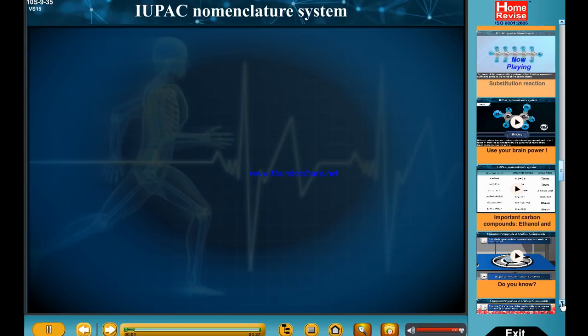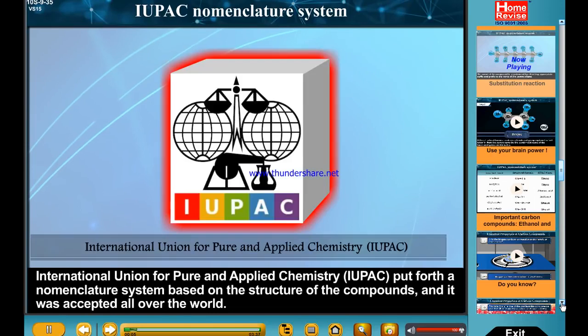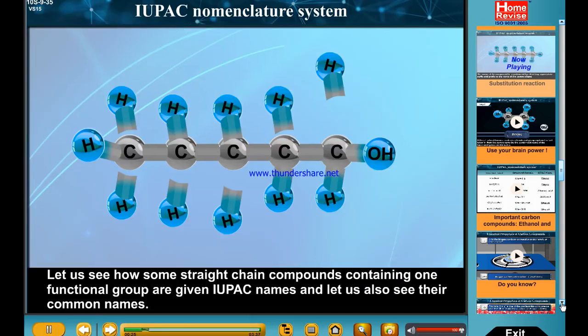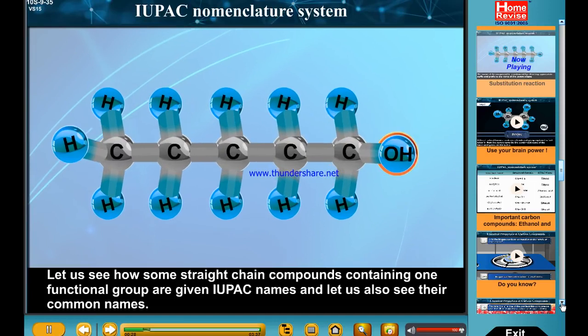IUPAC Nomenclature System. The International Union for Pure and Applied Chemistry, IUPAC, put forth a nomenclature system based on the structure of the compounds, and it was accepted all over the world. There is a provision in this system for giving a unique name to all the carbon compounds. Let us see how some straight chain compounds containing one functional group are given IUPAC names, and let us also see their common names.